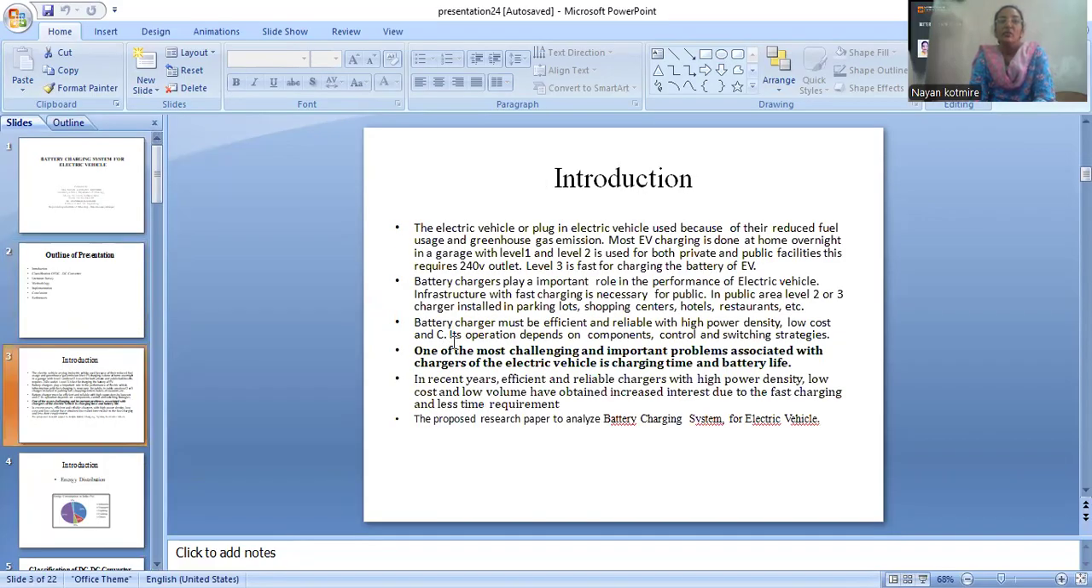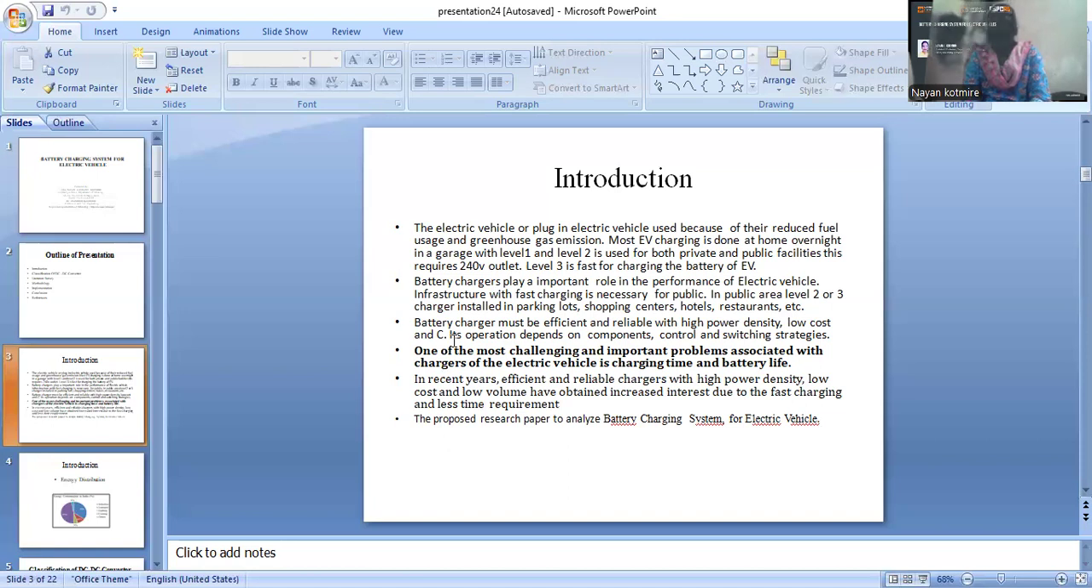Electric vehicles are used everywhere because of their reduced fuel usage and greenhouse gas emission. They give less toxic emission. In India, fossil fuels are limited in availability. Petrol or diesel vehicles give toxic emission which affects public health. Hence, in order to have vehicles with less gas emission, electric vehicles are used.